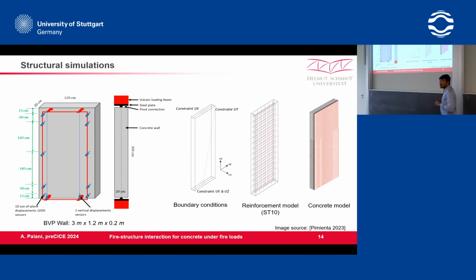Recently we came across a paper from Pimienta, and we thought we can use this wall condition, in the hope that we can get our simulation data and finally compare it and validate our model at the end. What we have is a simple wall of 3 meter height, 1.2 meter breadth and 0.2 meter thickness. We have different configurations of it, but we are only using the concrete model for the time being. We are not using any reinforced steel inside it, and we don't apply any load on top and bottom.